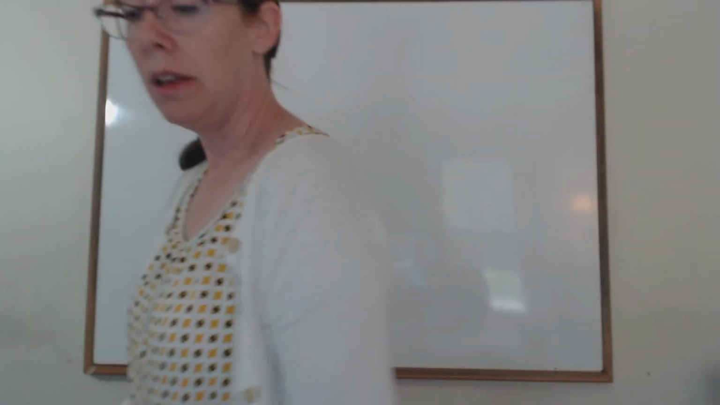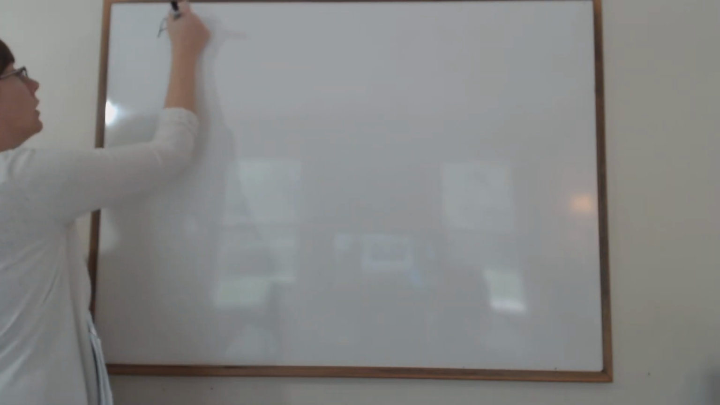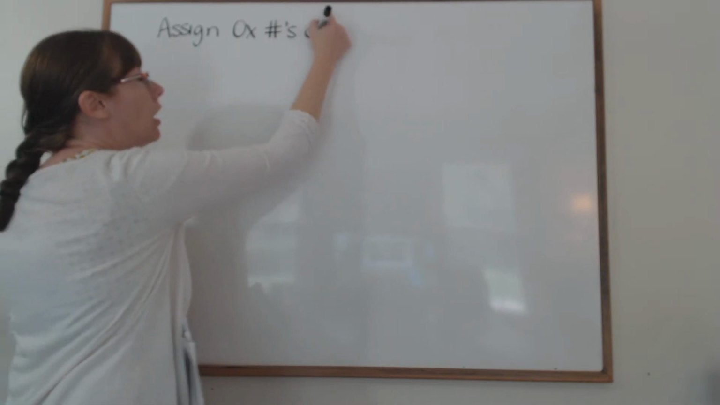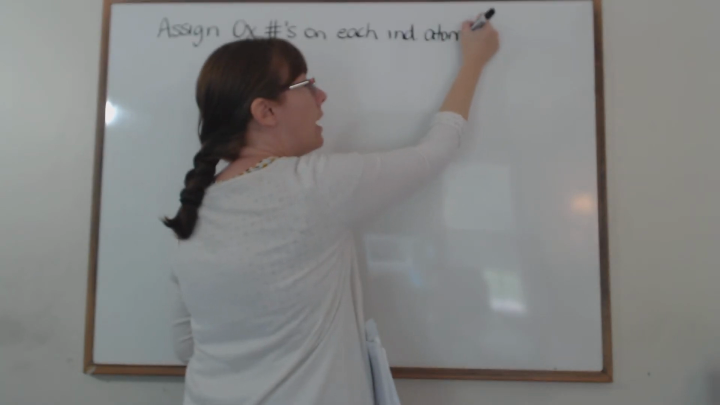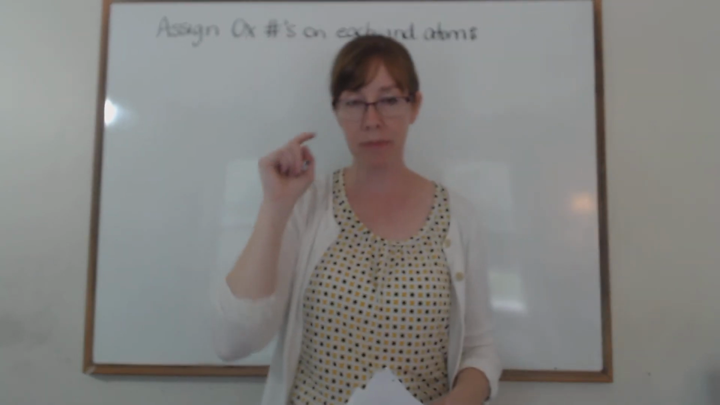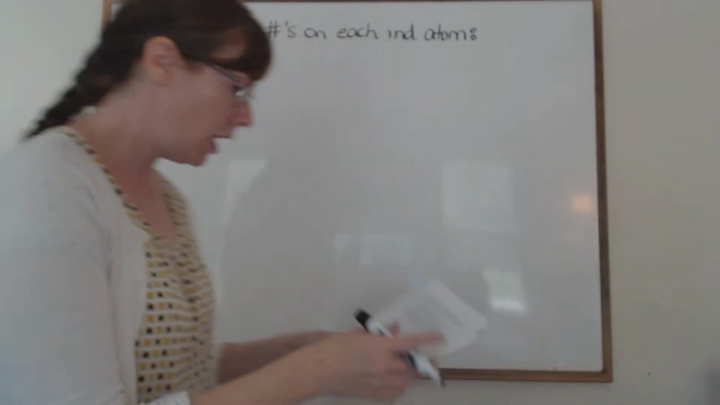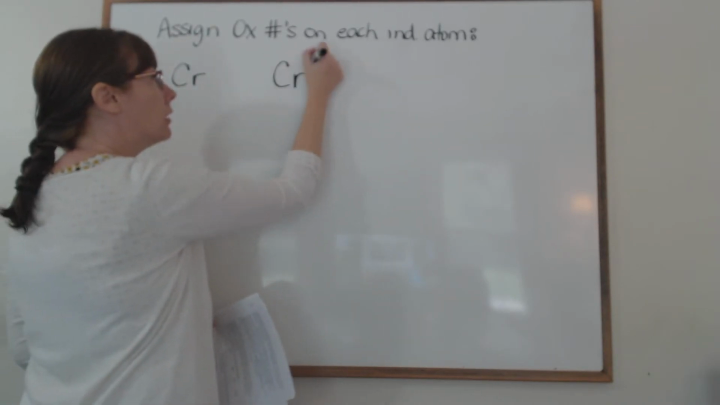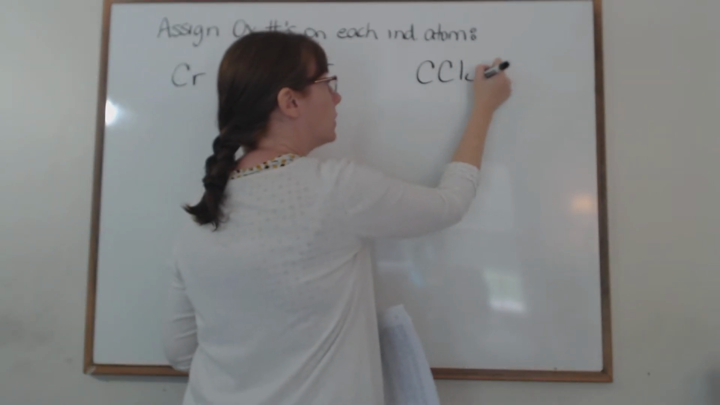All right. So practice for assigning oxidation numbers. Assign oxidation numbers on each individual atom. See, every single atom gets an oxidation number. Okay, it's not an overall charge. Every atom, every letter gets an oxidation number. So let me give you a bunch of different ones to practice. Let's just put this on in our notes. And this is all about following the rules.